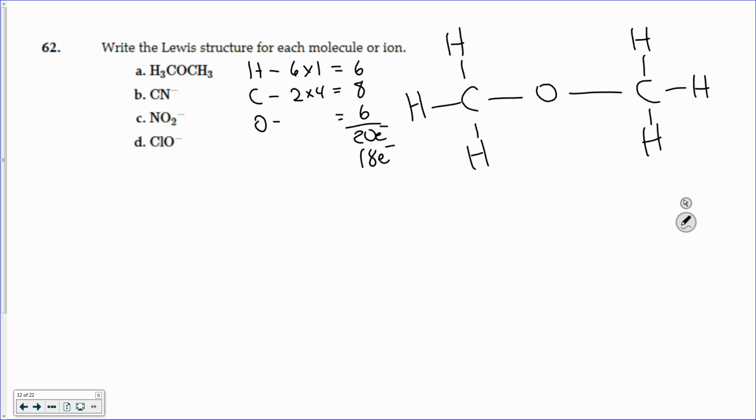Yeah, that used up 16 electrons. Did I do my math right? Yeah. Oh, thank you. 16 electrons. That leaves me with 4. Those last 4 go around the center atom. Now everything has a full octet.